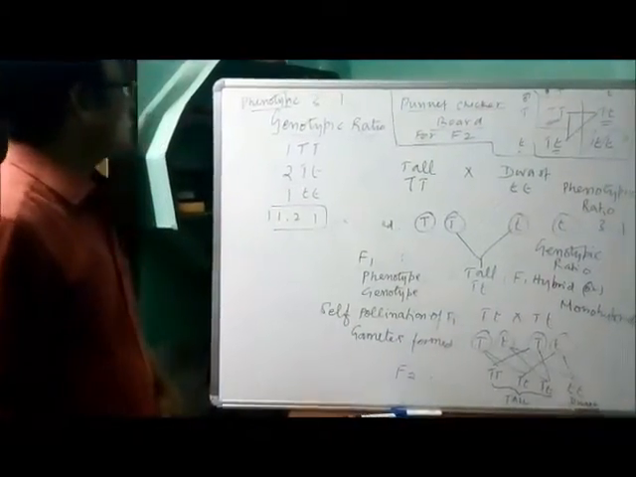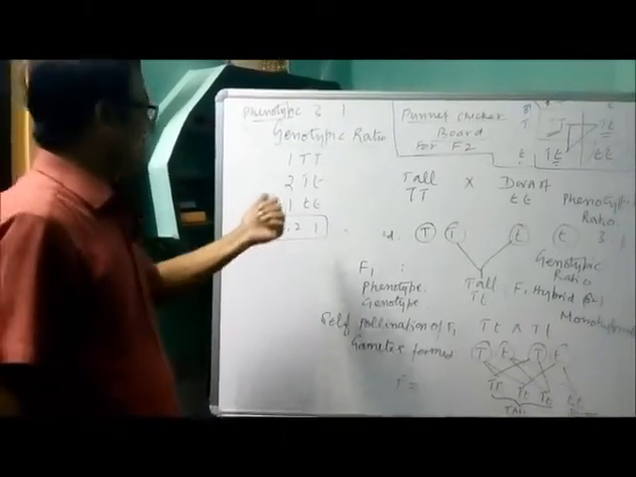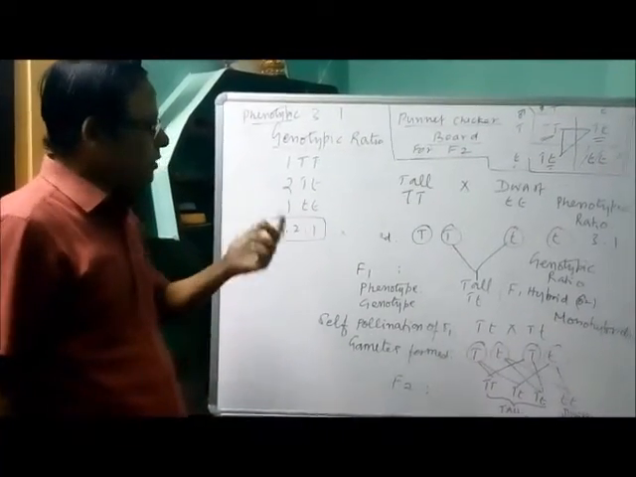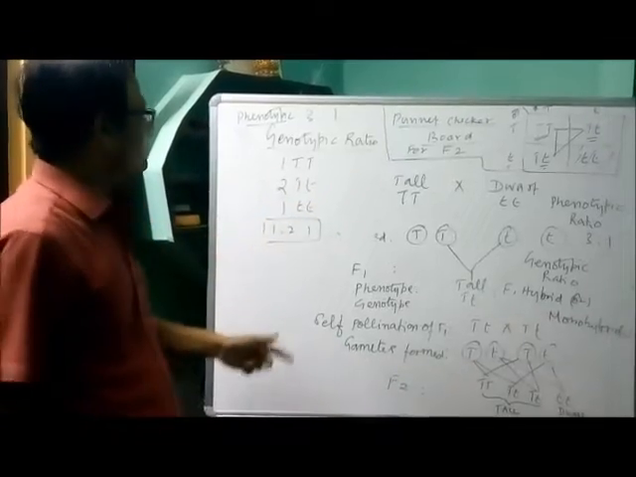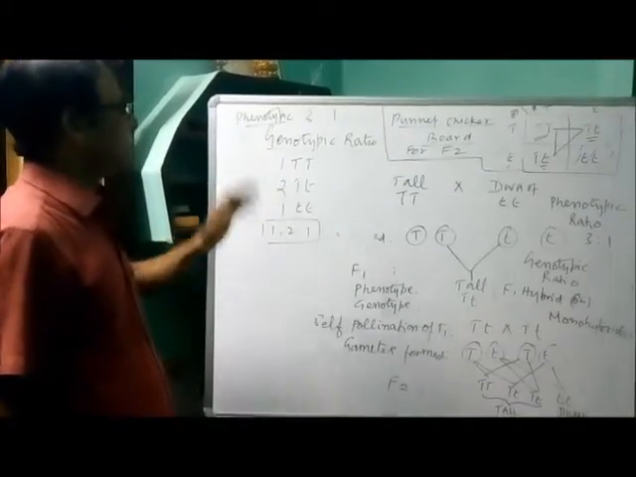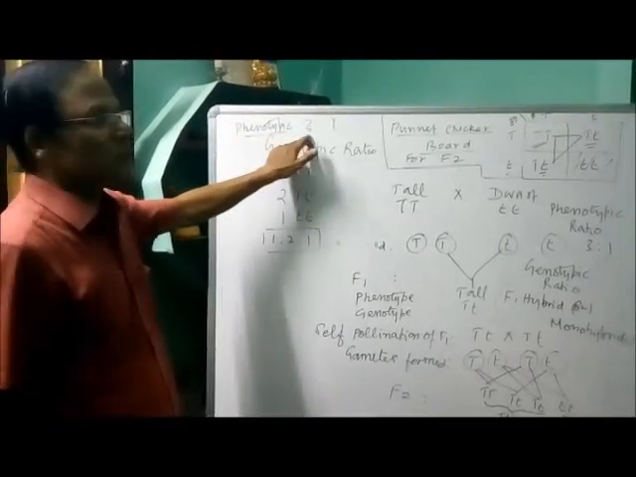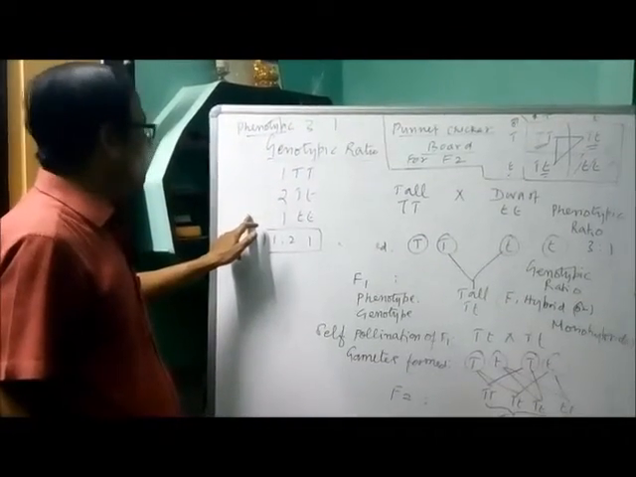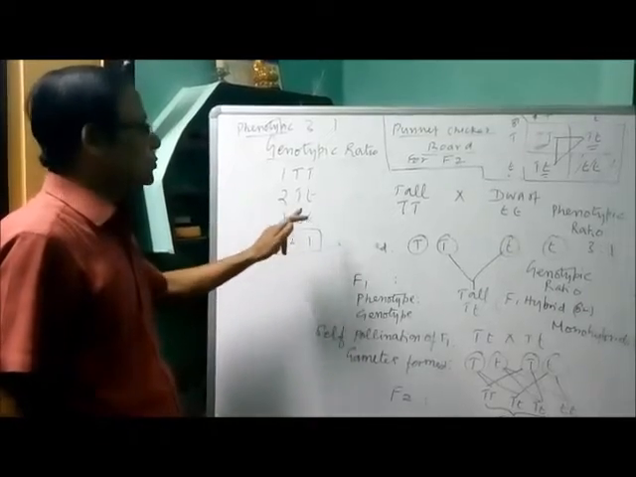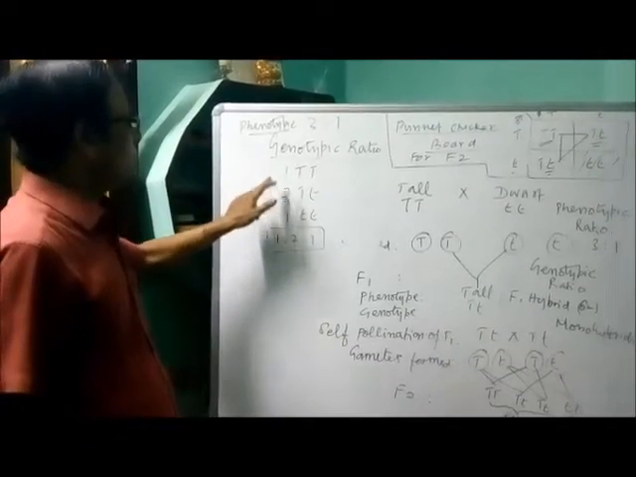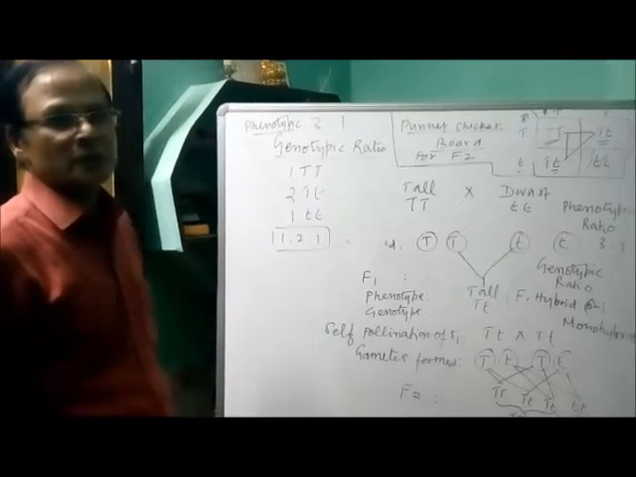So this is all about the monohybrid cross. The phenotypic ratio of monohybrid cross, the genotypic ratio of monohybrid cross, these are the one-word answers. The phenotypic ratio of monohybrid cross is 3:1. The genotypic ratio of monohybrid cross is 1:2:1: one homozygous tall, two heterozygous tall, one homozygous recessive.